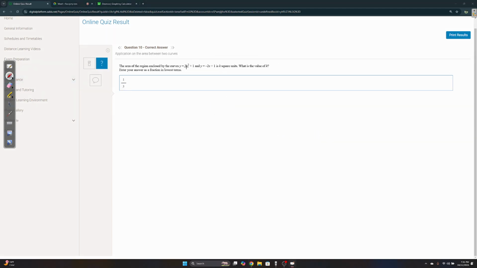The area of the region enclosed by y = 2x squared plus 1 and y = minus 2x plus 1 is k units. How much is it? You have two curves, right? You do the integral of 2x squared plus 1 minus the other curve, minus 2x plus 1, dx. Distribute the minus: 2x squared plus 1 plus 2x minus 1. We don't know our bounds yet, so let's integrate it and then find our bounds. The 1 and 1 cancel, so you get 2x squared plus 2x. Integrate: 2 over 3 x cubed, and then 2 over 2 x squared.